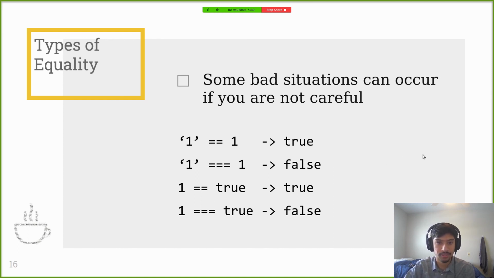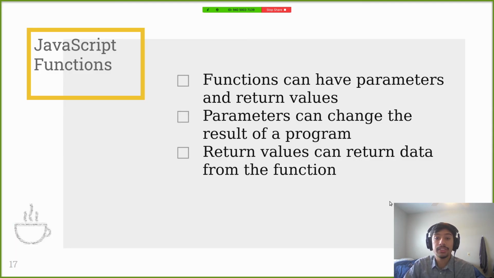All right, JavaScript functions. So again, these JavaScript functions act very similar to how they do in C. The one major difference being you do not need to declare a return type, if you're familiar with C or Java. Really, functions can have parameters and return values. Parameters can change the results of a function, and return values can return data from the function. These are used everywhere in programming, and we'll probably be writing more than one of these for both next week and week 4, as well as for your final project.